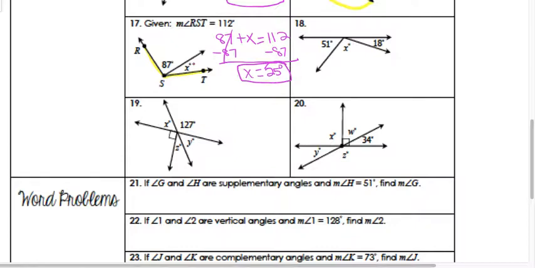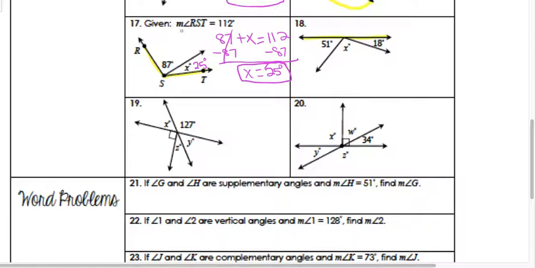Okay. So the missing piece is 25 degrees. Good. Now we're going to go over here to number 18. We've got one piece missing. Okay, right off the bat, what do you see? What kind of angle are we looking at? We are looking at a straight angle.